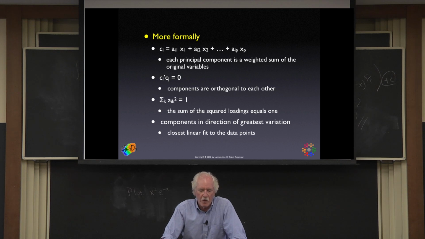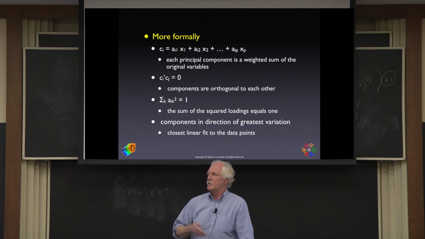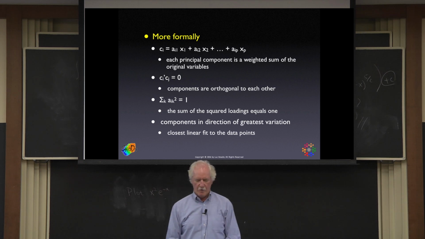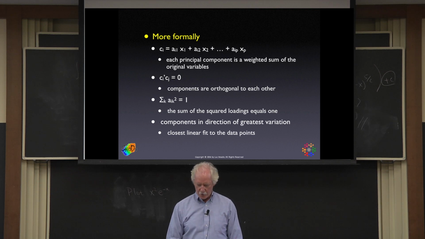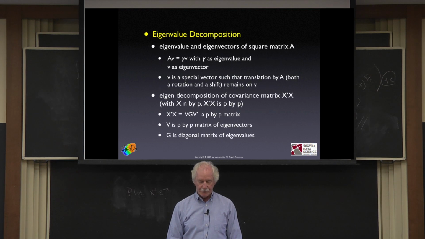So it's an optimization problem, and for it to give you a unique solution, there isn't a unique solution, but to avoid arbitrariness, we scale the coefficients so that their sums equal 1. And basically, each of these principal components gives you the direction of the greatest variability, greatest variation. And you can also think of it as the closest linear fit to the points as a cloud.